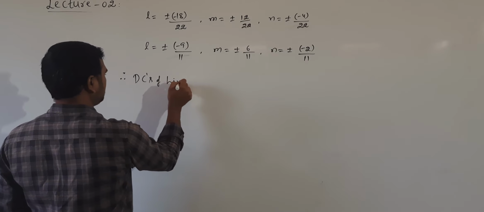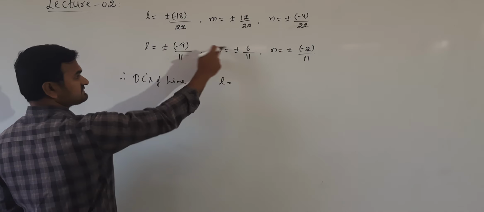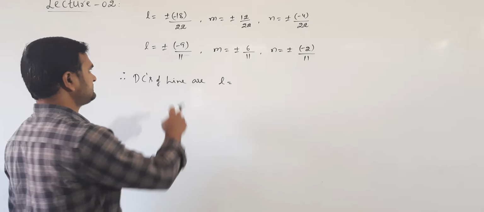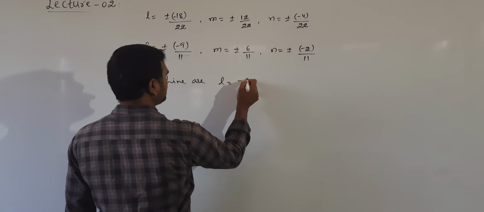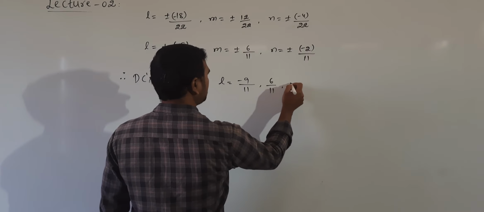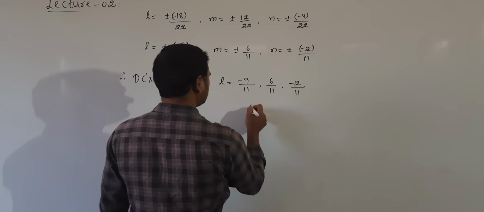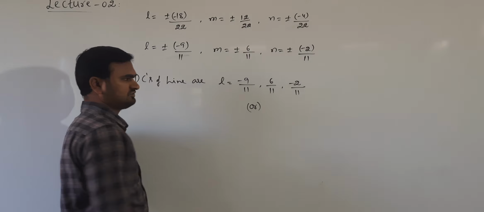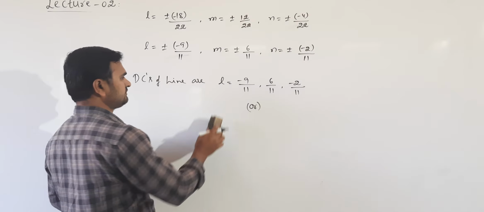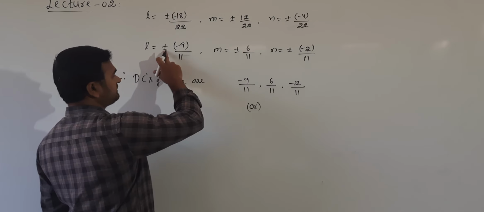So therefore, DCs of the line are obtained by taking plus ones. If I take plus here, plus it is minus 9 by 11, 6 by 11, plus minus 2 by 11. This is one set of DCs, l, m, n, we can take, or another set of DCs we can take by taking minus.